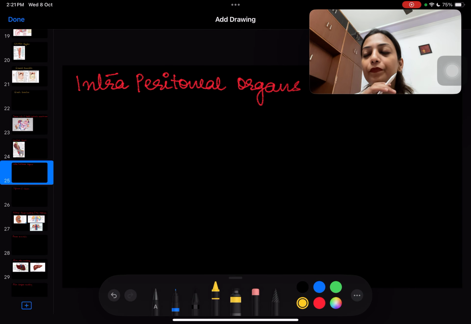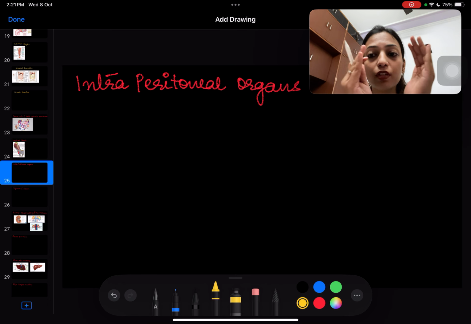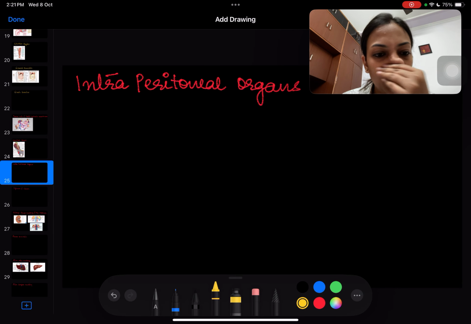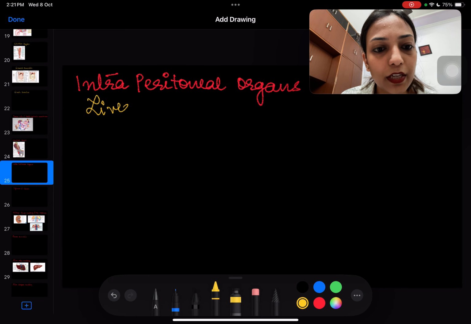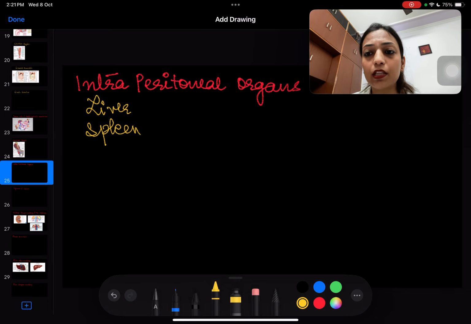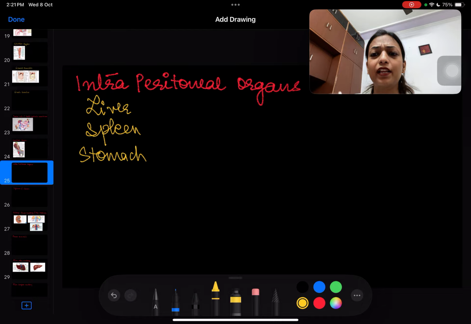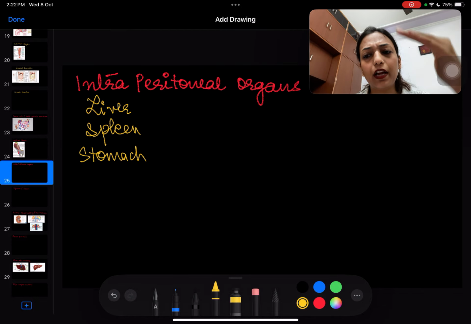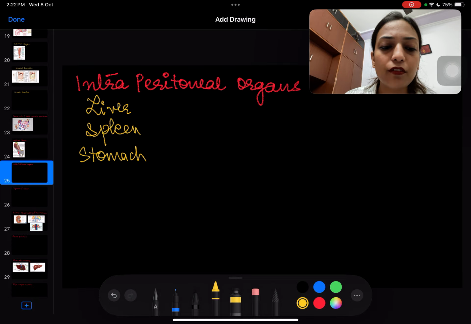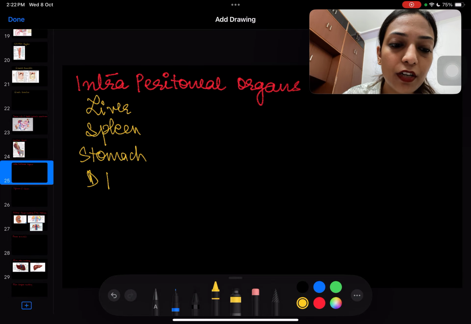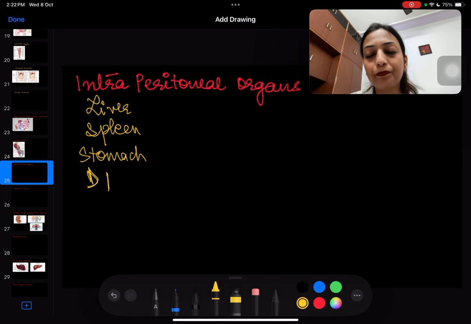So see, which are the intraperitoneal, which comes inside the peritoneum. So do you know that liver comes inside? Yes. Spleen comes inside? Yes. Does kidney come inside? No, kidney does not come. It is a retroperitoneal organ. Stomach comes inside? Yes. I have showed you. Greater omentum rises from the greater curvature and the lesser omentum from the lesser curvature. So it covers the stomach. Okay.